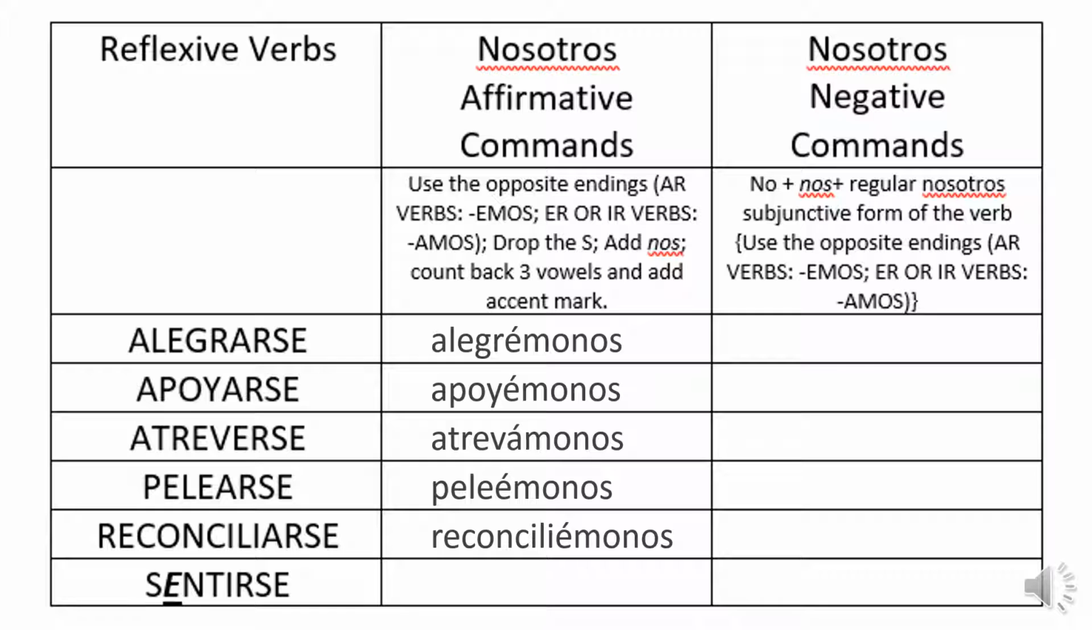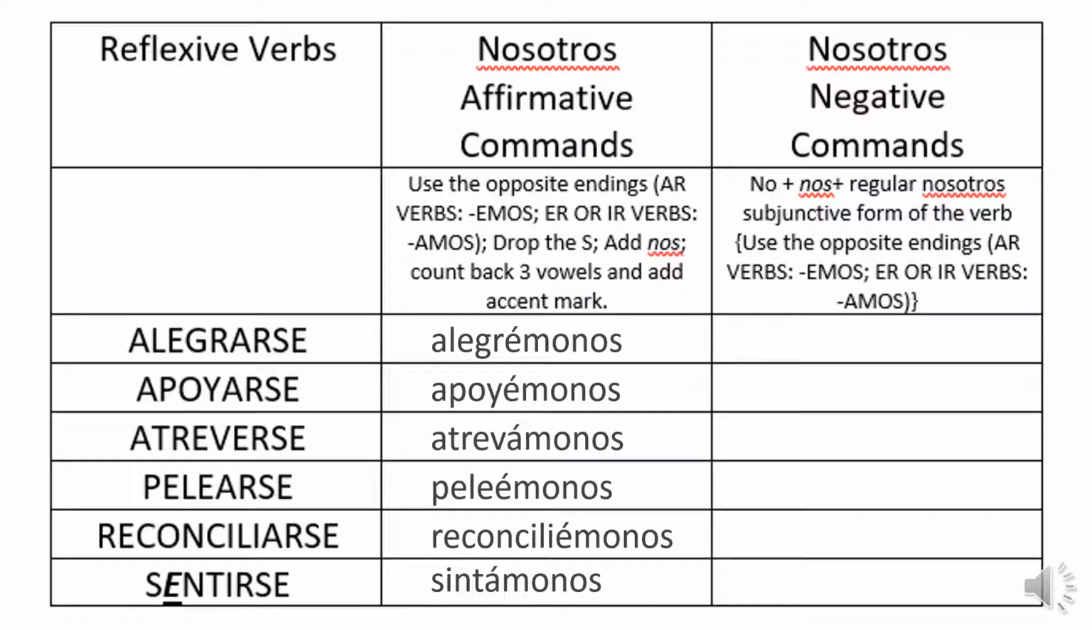And sentirse is an E to I stem change verb. And you can see that I made sure to mark that E so you knew to change it. So it's going to be SINT. You need the A ending plus nos and the accent mark, sintámonos. That means let's all feel.